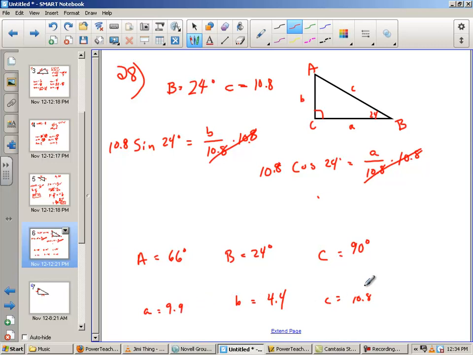One other way to make sure that you haven't done this incorrectly is your c value, your little c, because it's the biggest angle, should also have the biggest measurement, and so on. B has the smallest, so little b should be the smallest. That's a good way to confirm that you've done all this correctly.